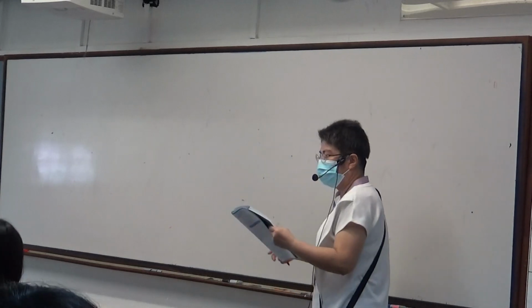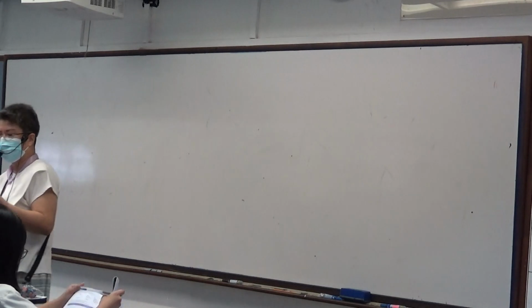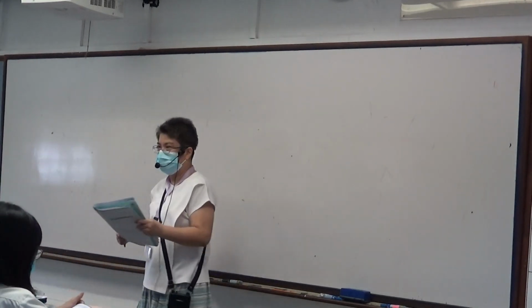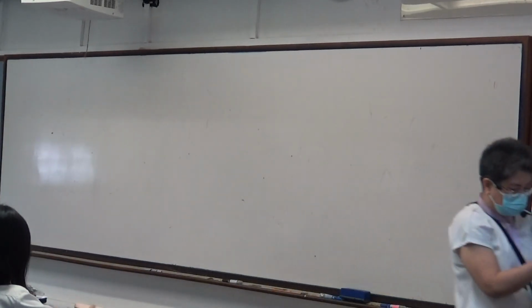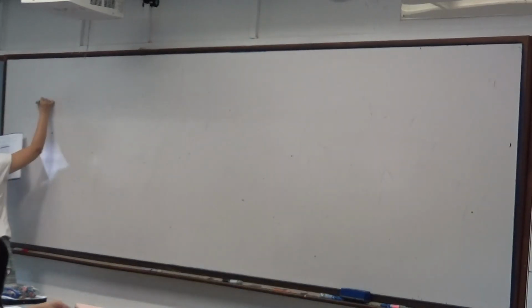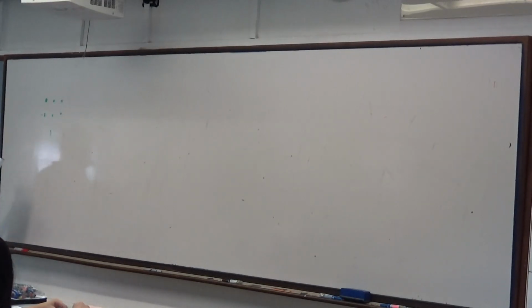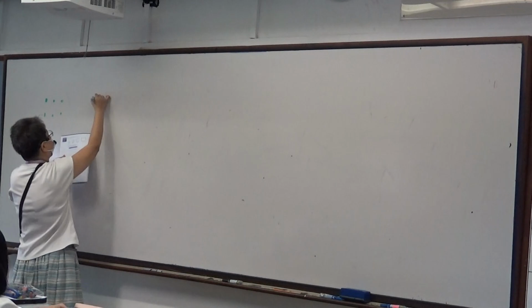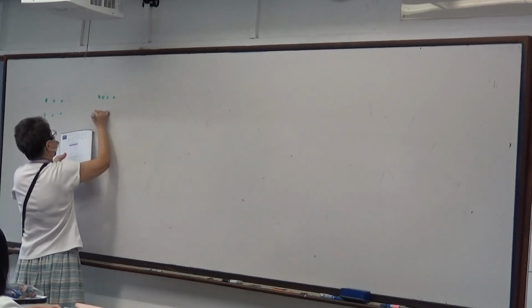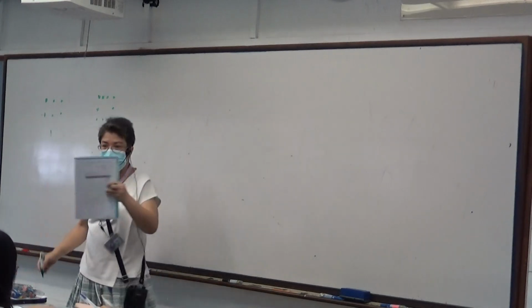Okay, number 1. The first 4 figures of a sequence are as shown. Now I'm going to draw the dots on the board. All of you look up. Figure 1. This is figure 1, right? What about figure 2? Are they right? Figure 3.